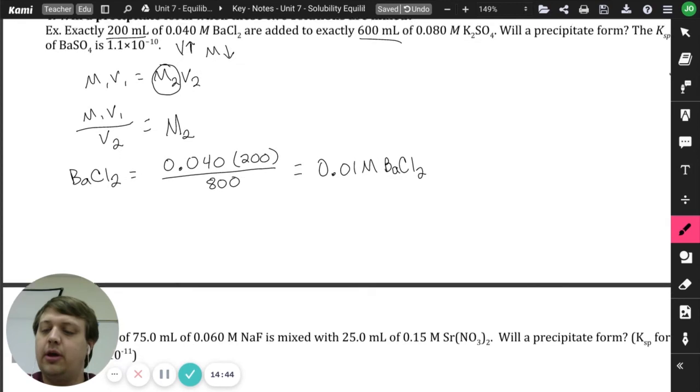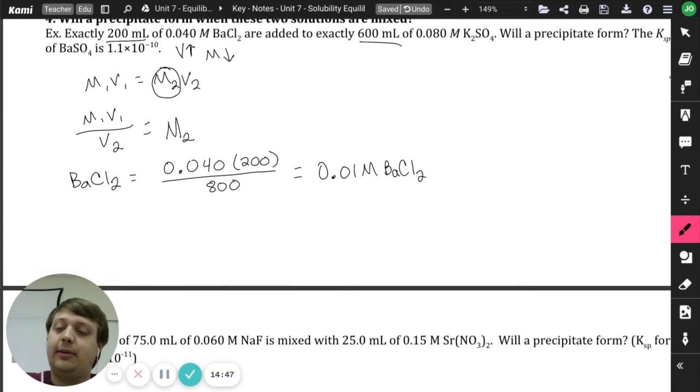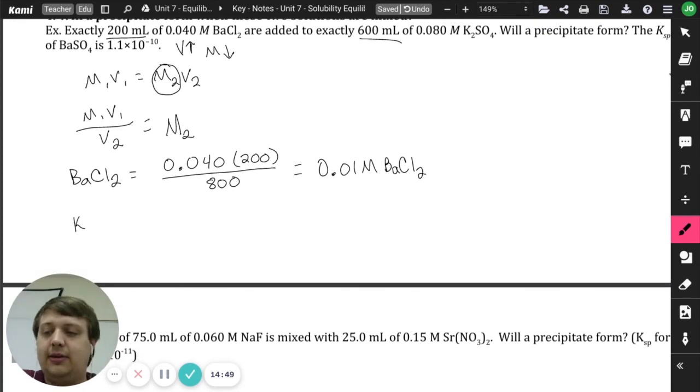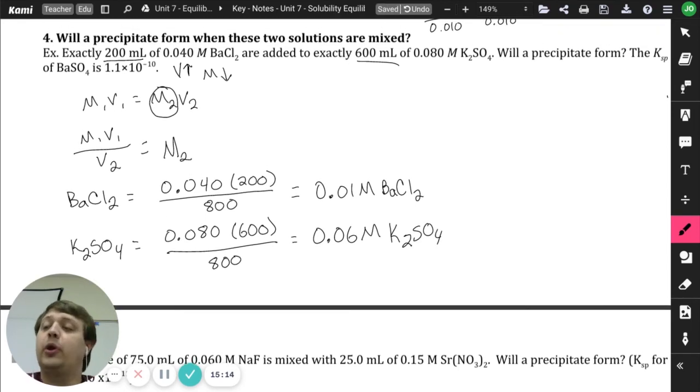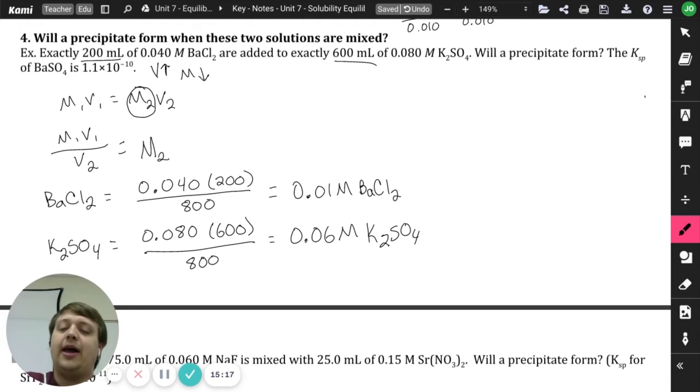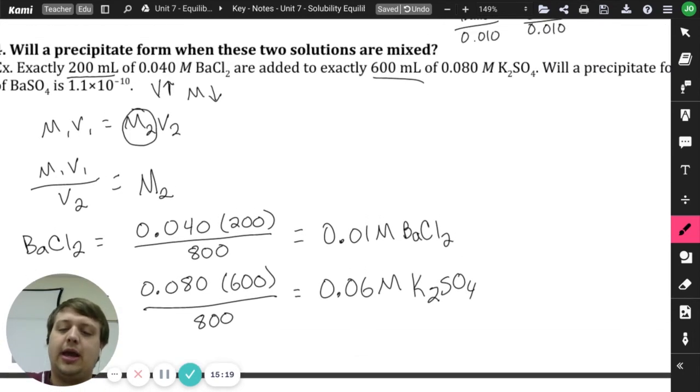All right. Now I need to do the same thing, but this time I'm going to be doing my K2SO4. So my K2SO4, my initial concentration was 0.080 times its initial volume divided by the total volume. And what we're going to find is that our concentration here is 0.06 molarity for our K2SO4. Okay. Now, will a precipitate form?